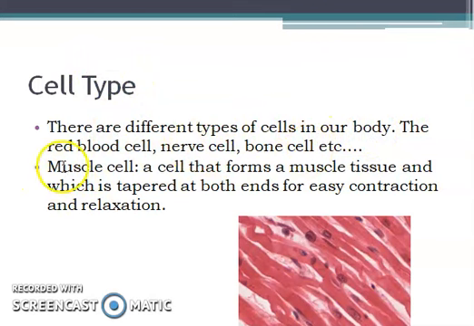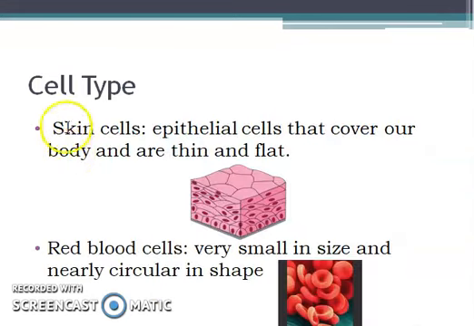አሁን let's talk about the muscle cell. The muscle cell is a cell that forms a muscle tissue and which is tapered at both ends for easy contraction and relaxation. This is an image of the muscle cell. Another type is the skin cells. So these are the epithelial cells. እና ደግሞ they're thin እንደምታዩት they're thin እና ደግሞ they're flat. Red blood cells ምንላቸው they're very small in size እና ደግሞ they're circular in shape.